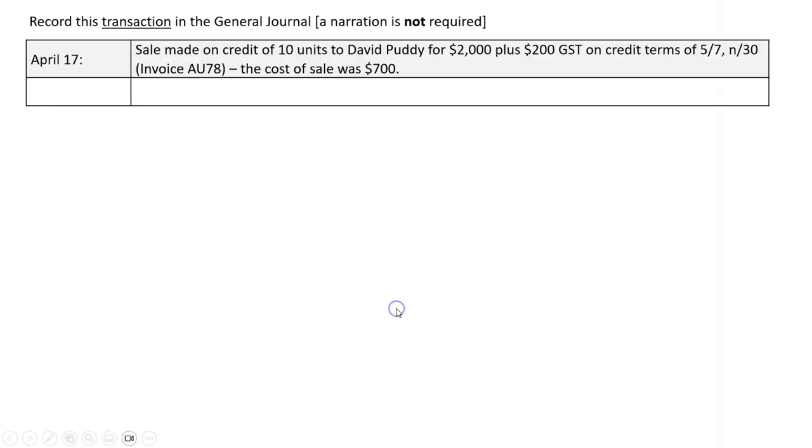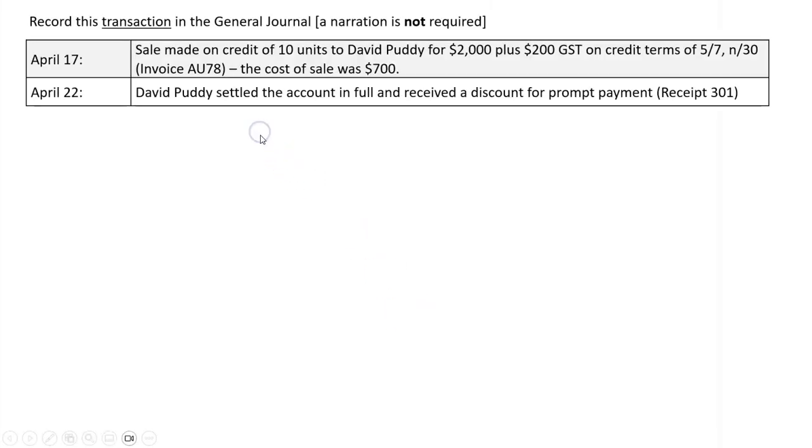What is new now is, well, what happens when he pays it back within the credit terms? On April 22nd, David Putty settled the account in full and received a discount for prompt payment, receipt 301. And what you can see here is that the question doesn't even say how much he paid. So with a question like this, you're meant to go, well, how many days was it from the 17th to the 22nd? That's 5. So he's paid that within 5 days. So he had 7. He had 7 days to get the discount. So he's going to get a discount of 5%.